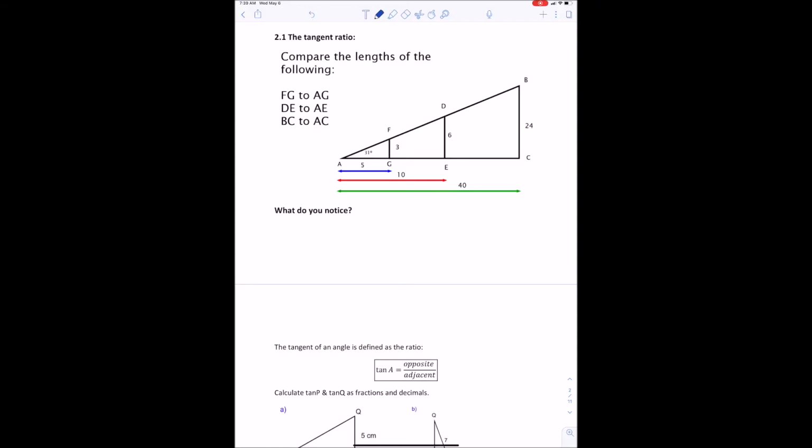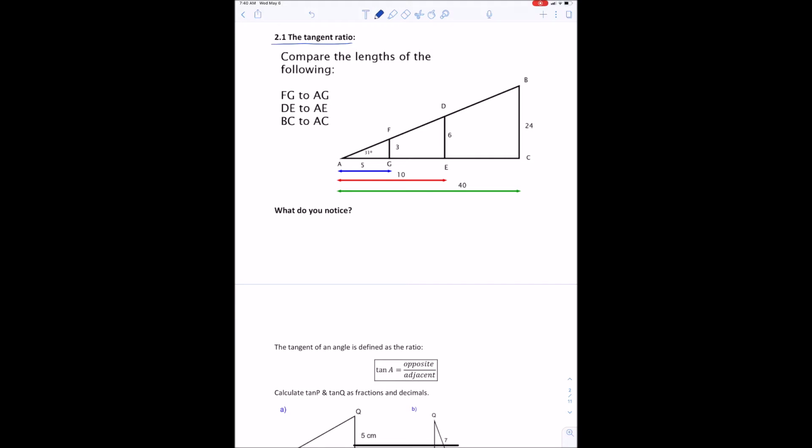Right, so now I want to start by looking at how we use the tangent ratio. You'll want to make sure you have a calculator handy, a scientific calculator that has the sine, cos, tan buttons on it. We will need that. And so we're going to start just by looking at this set of triangles here.